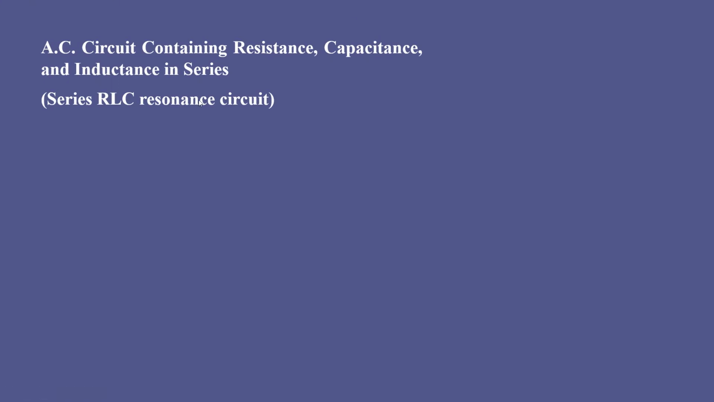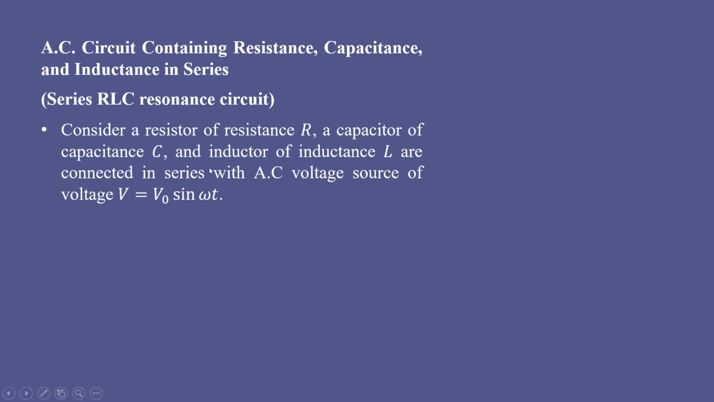This circuit is called the series RLC resonance circuit, or simply the series resonance circuit. It consists of a resistor of resistance R, a capacitor of capacitance C, and an inductor of inductance L, which are connected in series with the AC voltage source of V equal to V naught sin omega t, or V naught into e to the power j omega t in terms of complex number representation.